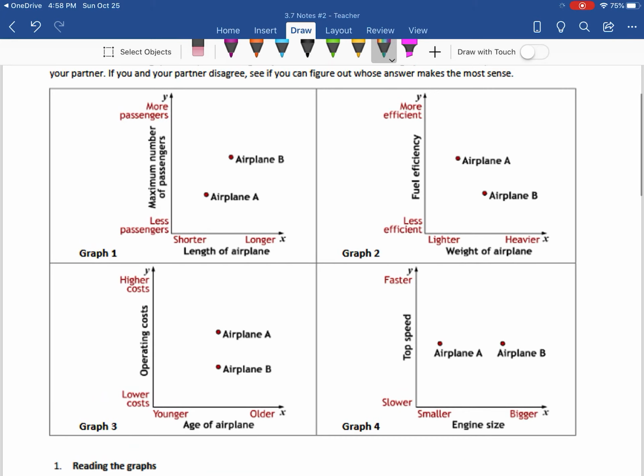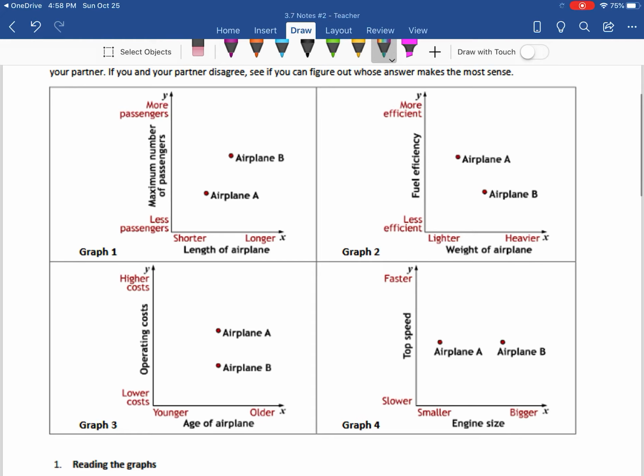Okay, so we need to decide which graph is going to tell us about the length of an airplane. And we can look and we can see that graph 1 talks about the length of the airplane on the x-axis. So I'm just going to drop a little dotted line from both airplane A and airplane B down to the x-axis so that we can see where they fall. Okay, and if we look, we can see that airplane B is closer to longer than airplane A. Okay, it is longer. It is further right on the x-axis.